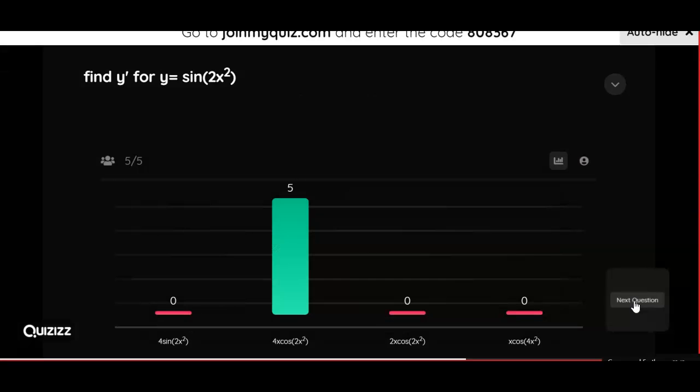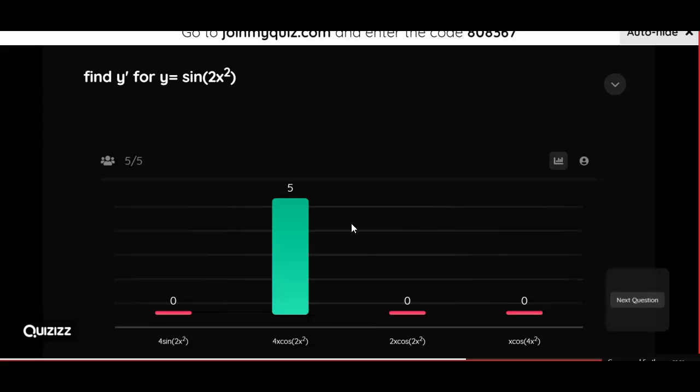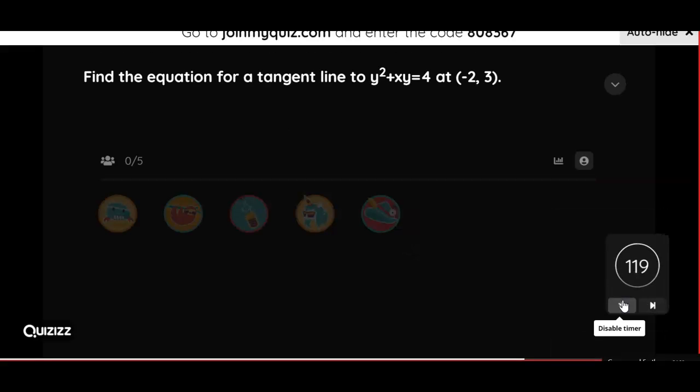Holy moly, close game. Fantastic. 5 out of 5. All right, guys, you're doing fantastic. I'm so happy. Okay, so again, you're finding the equation for a tangent line.